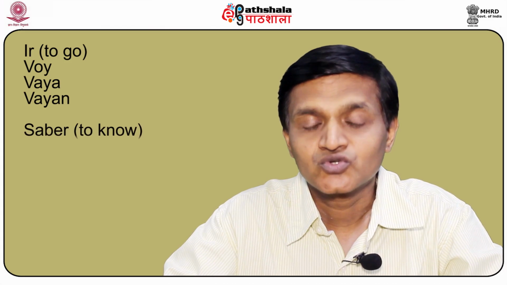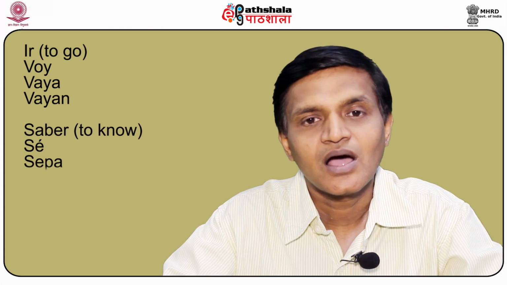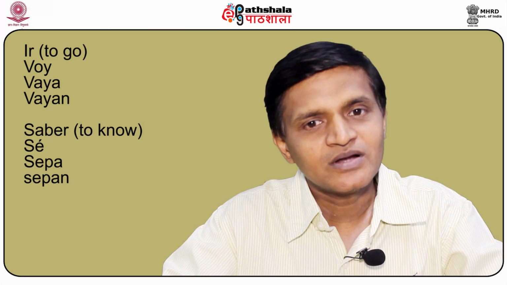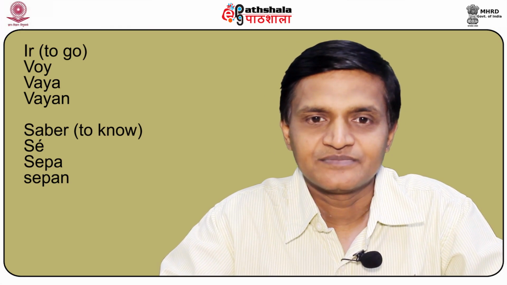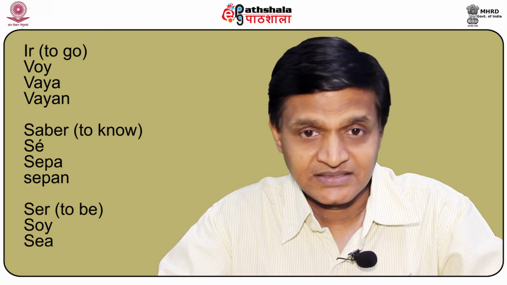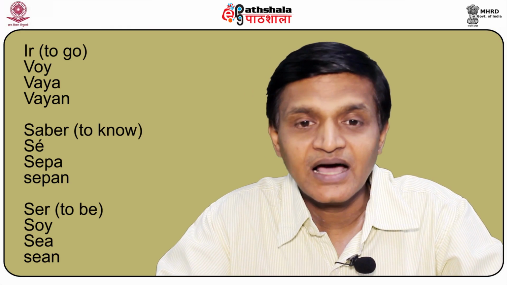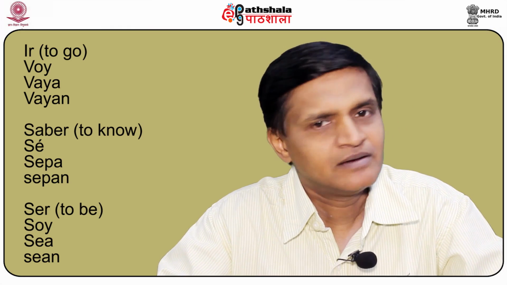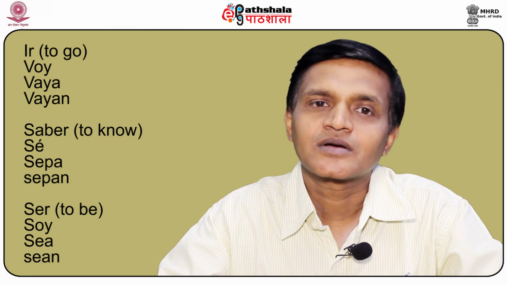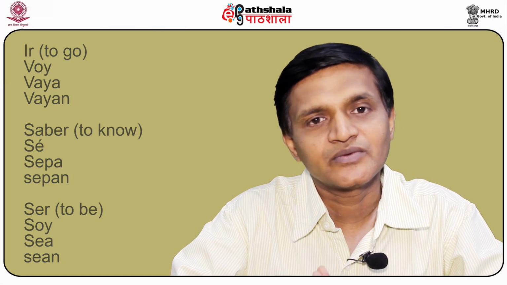So, saber, to know, the present indicative is sé with an accent, the formal singular is sepa, and the formal plural is sepan. Ser, to be, is soy as indicative. In the formal singular it becomes sea, and in the formal plural it becomes sean. These are the formal commands which we have seen.